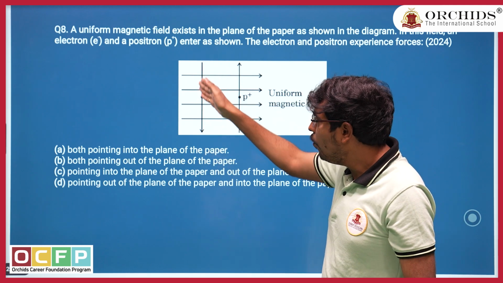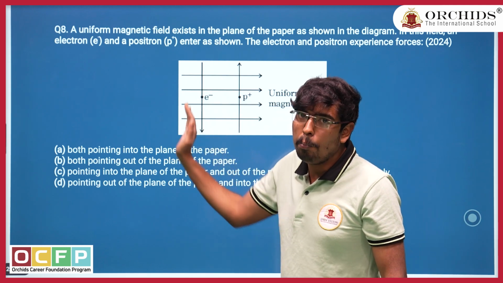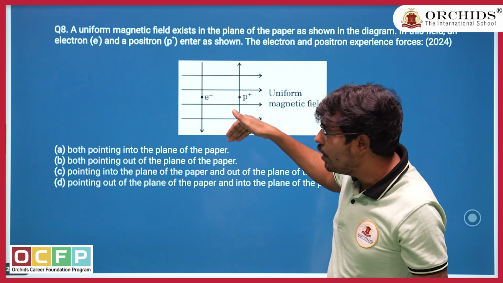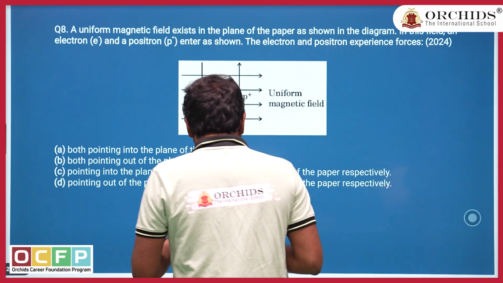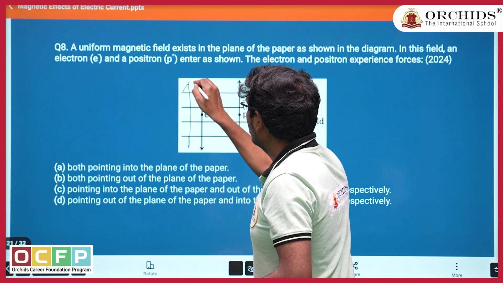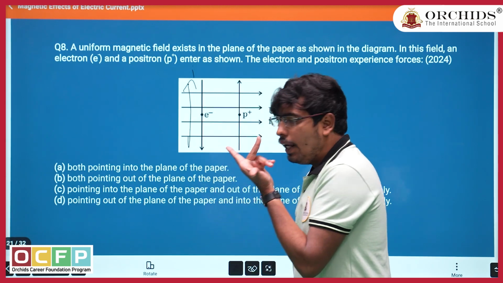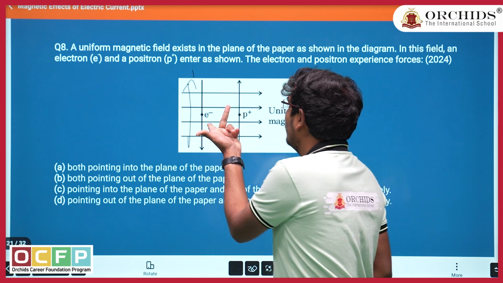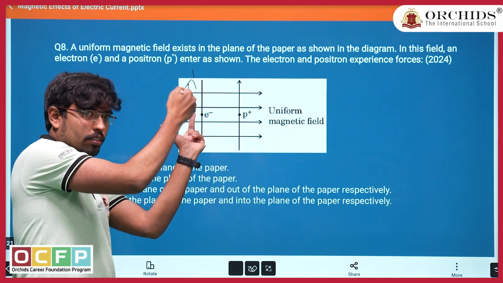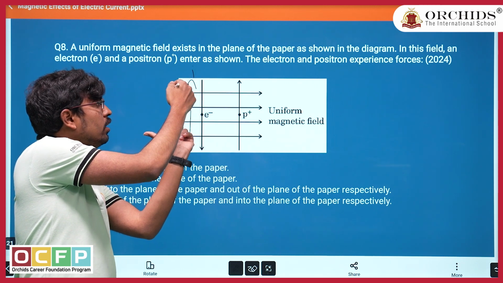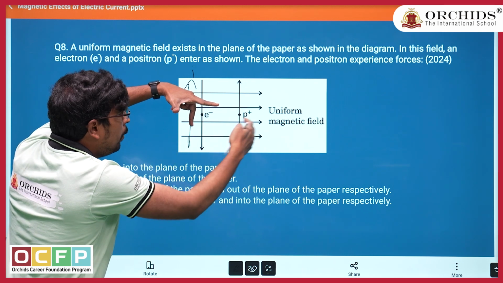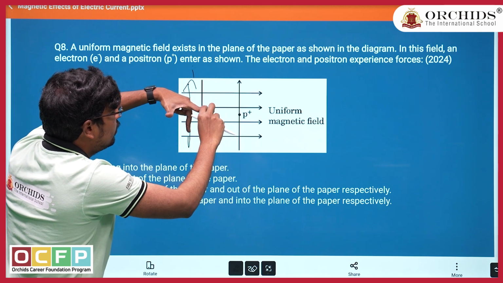We know that the electron is flowing in this direction, which means the current will flow in which direction? The opposite direction. The protons are flowing in this direction, which means the current is also flowing in the same direction. So this is the direction of current. We will place the thumb in this direction. The current is moving up, right. We are placing the magnetic field towards this side.